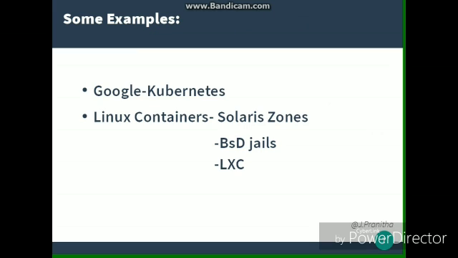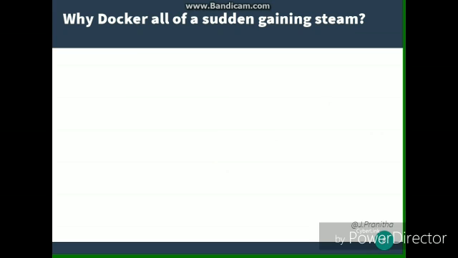Containers are actually far from new. There are many containers used by different companies. Google has been using their own container technology for years. Other Linux container technologies include Solaris Zones, BSD Jails, LXC, etc., which have been around for many years. Though there are many container technologies, why is Docker all of a sudden gaining steam?